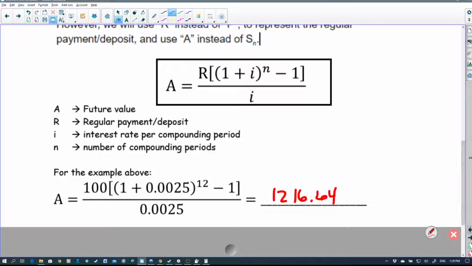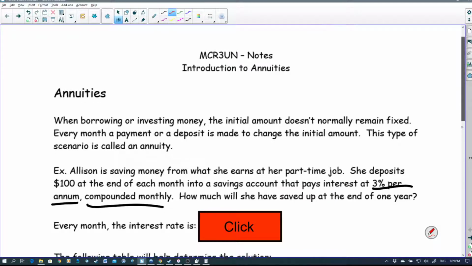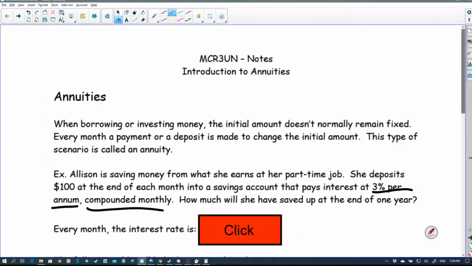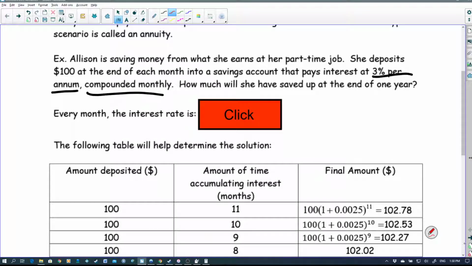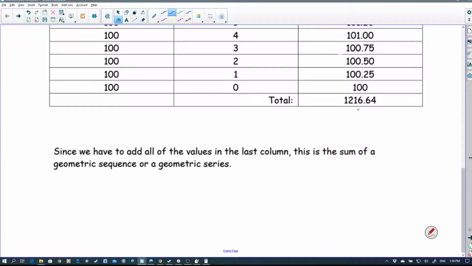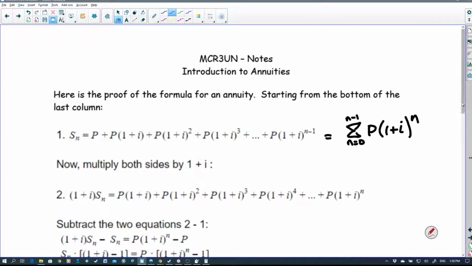And if we go back to the table, that was the value that I got, sorry about that, at the bottom of the table right here, 1216.64. So it's the exact same thing, all done with that one formula now. We no longer have to worry about doing tables of values. We can just use that formula from now on.